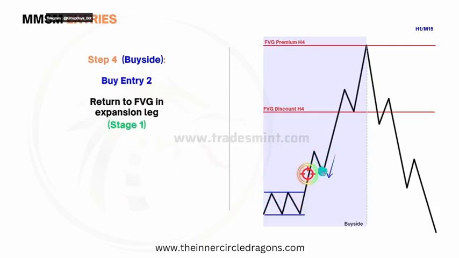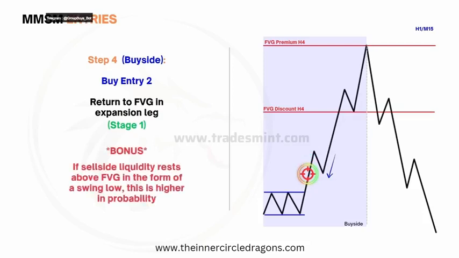Now, sometimes price may not retrace back to the consolidation, right? We may get a breakaway gap. And again, I've explained this in a previous lesson. In this case, we could take an entry when price returns back to a fair value gap inside of the expansion leg that left the initial consolidation. Again, as a bonus, if sell side liquidity rests above the fair value gap in the form of a swing low, then this is a high probability fair value gap.